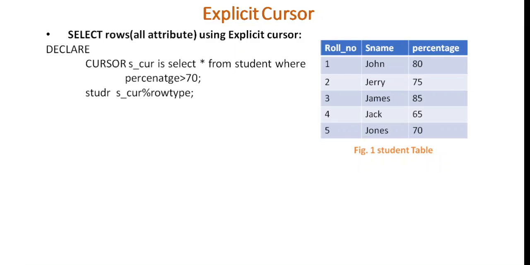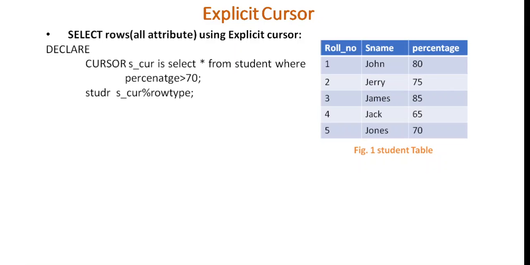Means SQL will be a pointer to that memory area where this active data set is stored. Means by using SQL, this cursor name, we can access all rows that satisfy the given condition. Okay, so our cursor is declared. Now in the next statement we have one variable, that is stud_r. The data type of that stud_r variable is the same as the data type of cursor. Here SQL is cursor which is used to point to the entire row from student table.